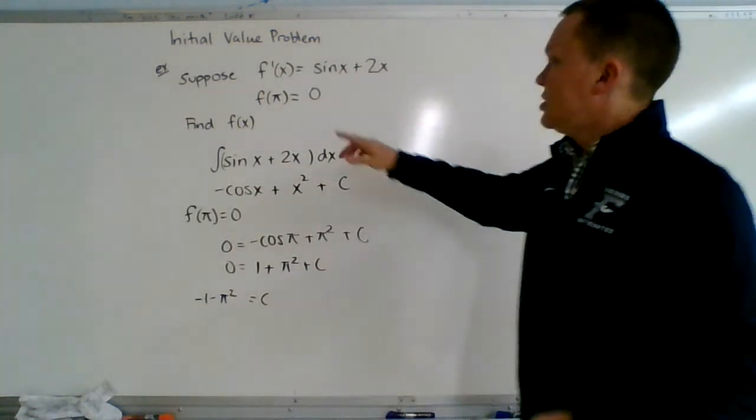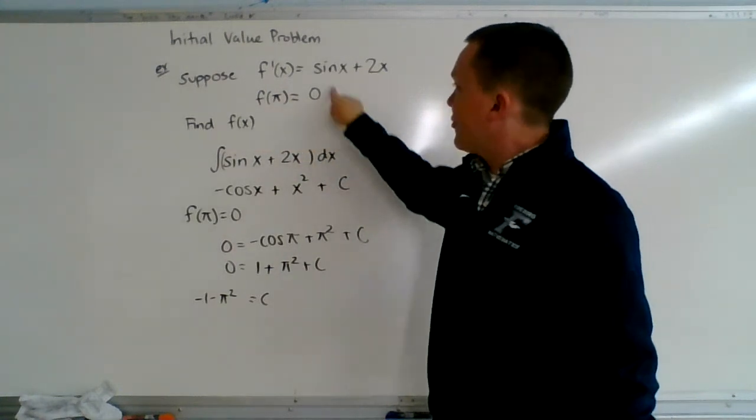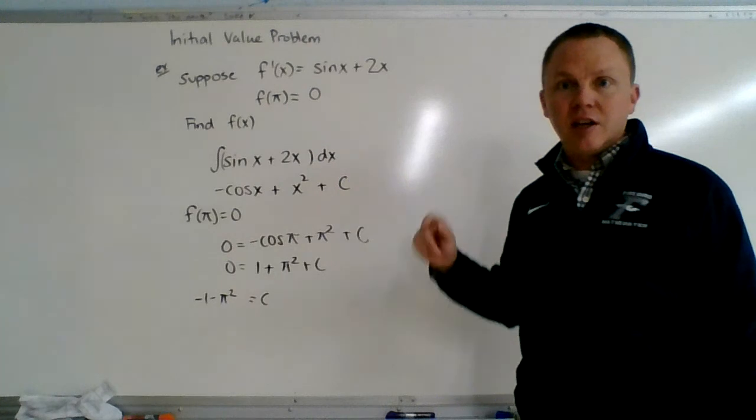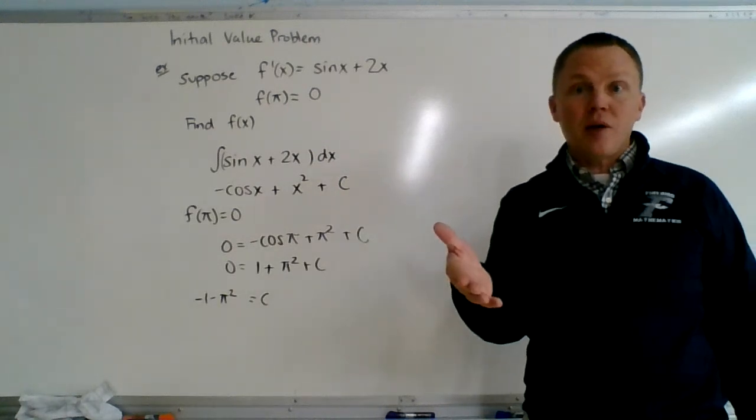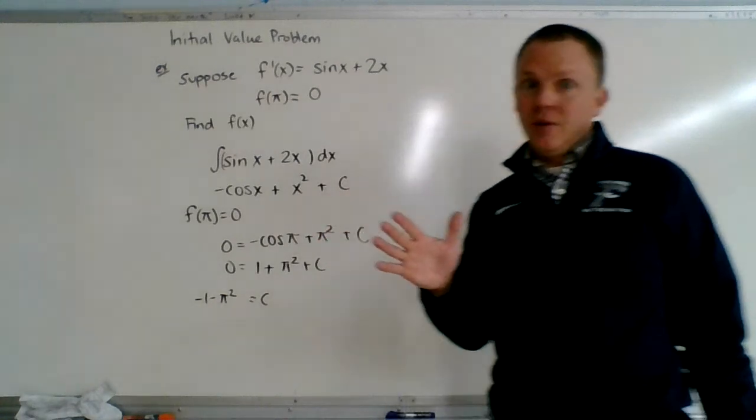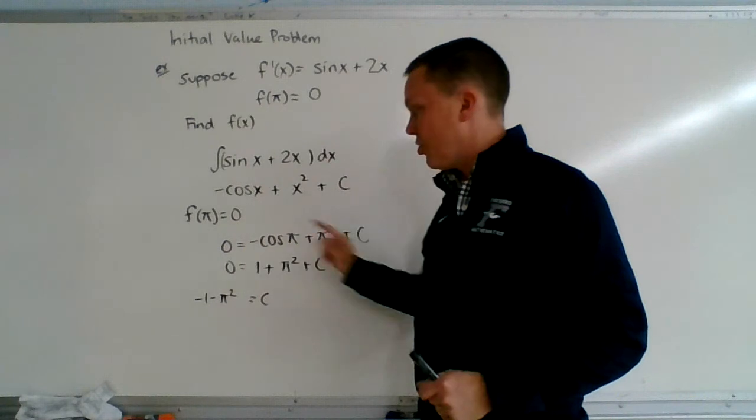I purposefully chose this as an example because a lot of times students want to just see this initial condition here, f of pi equals 0, and assume whatever value right here is the value of c. And that's not always the case. That was the case in the first example that we did, but most of the time it's not the case. You actually need to set it up and go through the algebra.